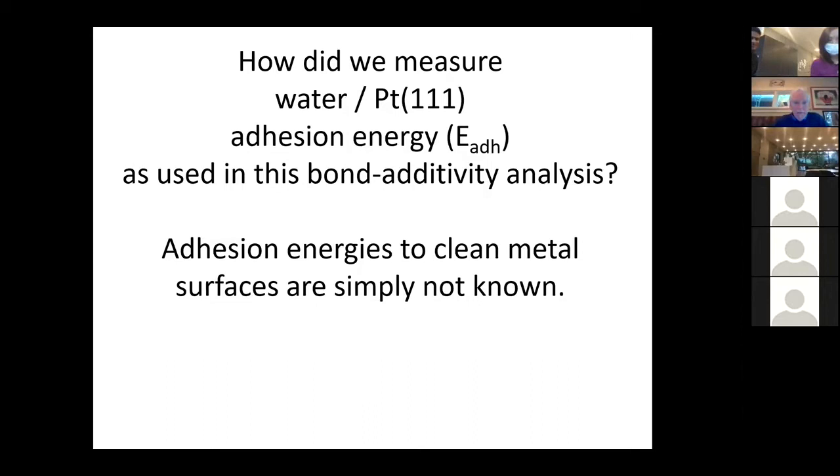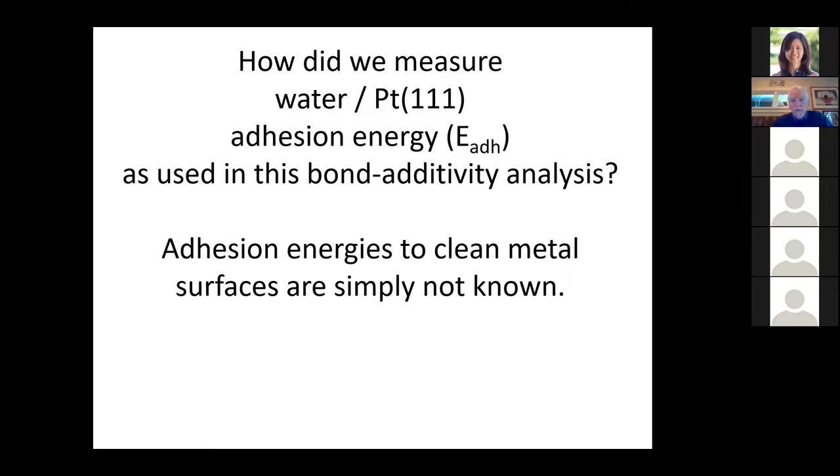And so first, let me explain how we measured the adhesion energy that was used in these bond additivity models. I pretended like it was known, but to tell you the truth, adhesion energies of solvent molecules to clean metal surfaces are simply not known. You can't look those things up. Even water, the adhesion energy of water to clean platinum, you can't look it up. And so how did we get it?